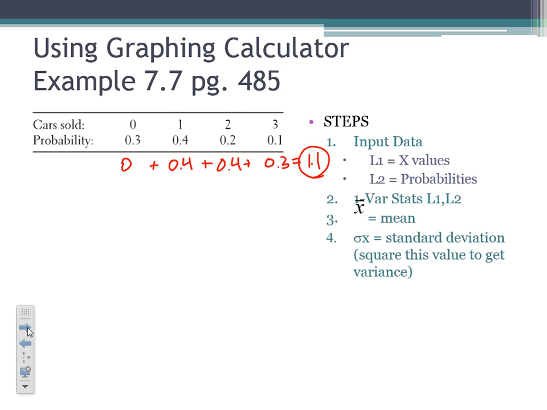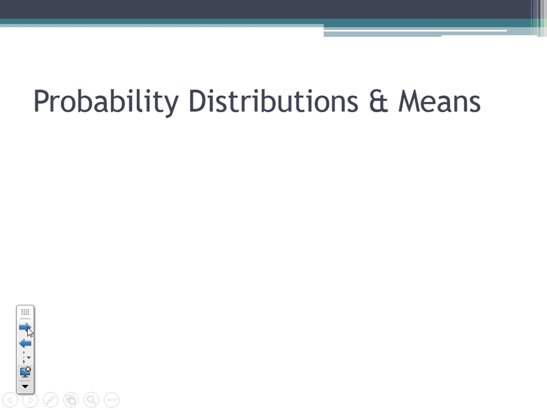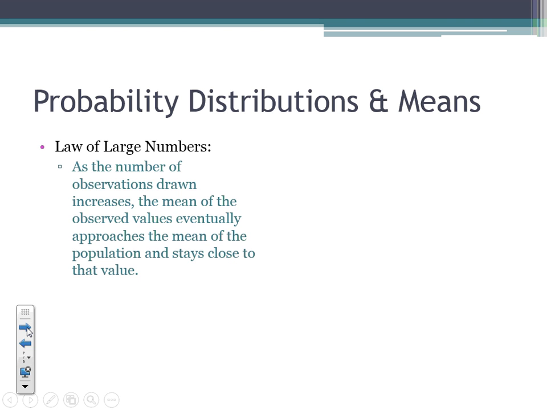So pretty simple, okay? Now, one important concept that we need to bring up at the same time is the idea of the law of large numbers, all right? And this is a very important statistical concept. It says as the number of observations drawn increases, the mean of the observed values eventually approaches the mean of the population and stays close to that value.